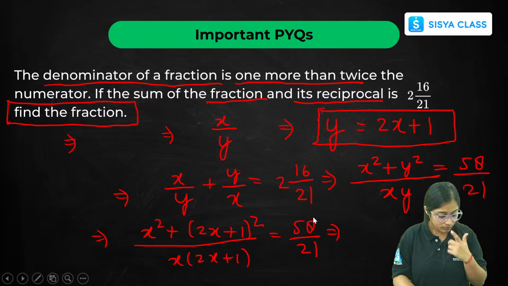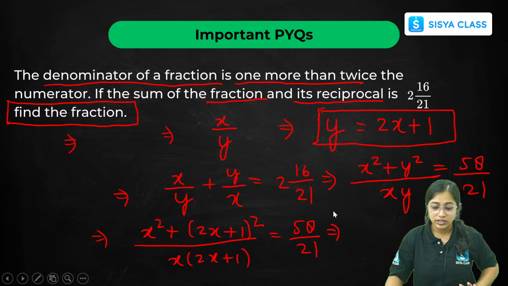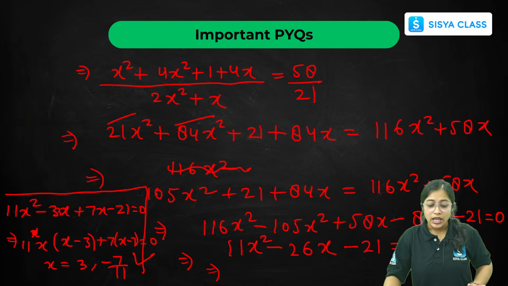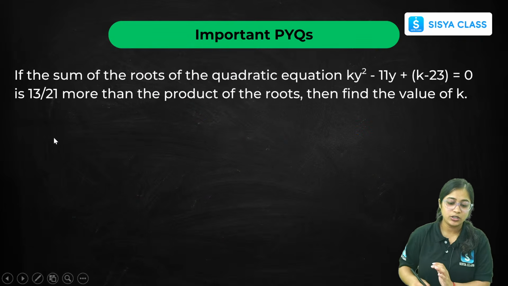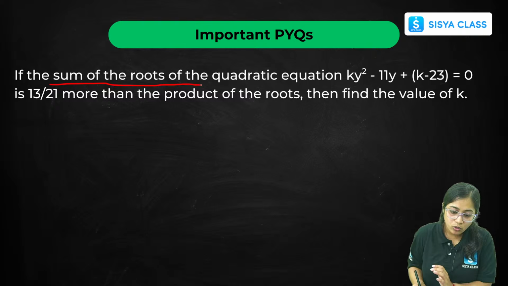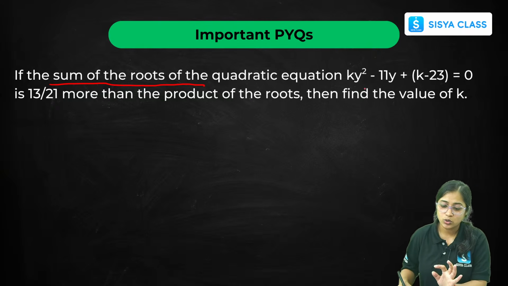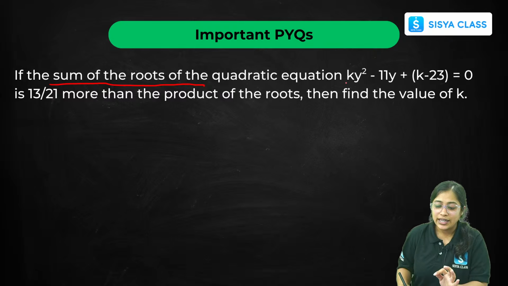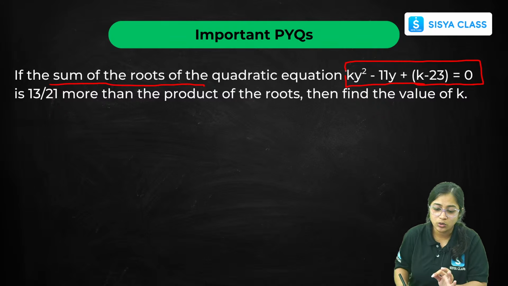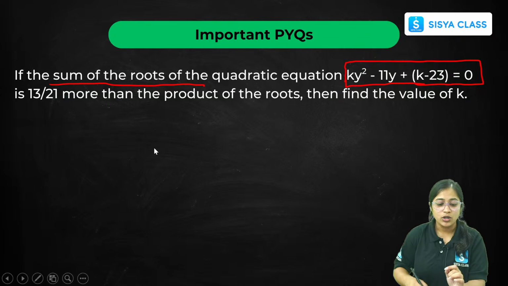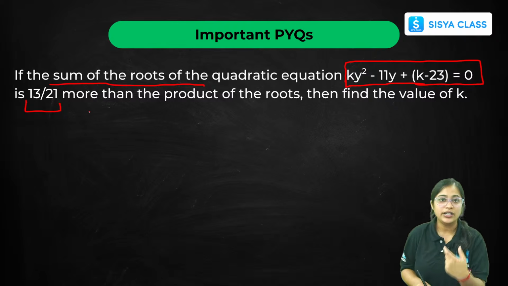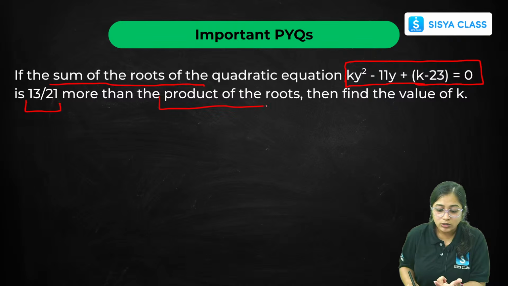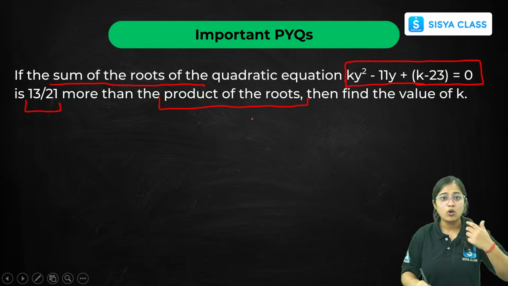Okay, so I hope this question is clear to everyone. Now let's move to the next question. So here, what is given to you? If the sum of roots of the quadratic equation ky square minus 11y plus k minus 23 equal to 0 is 13 upon 21 more than the product of the roots, then what is the value of k?